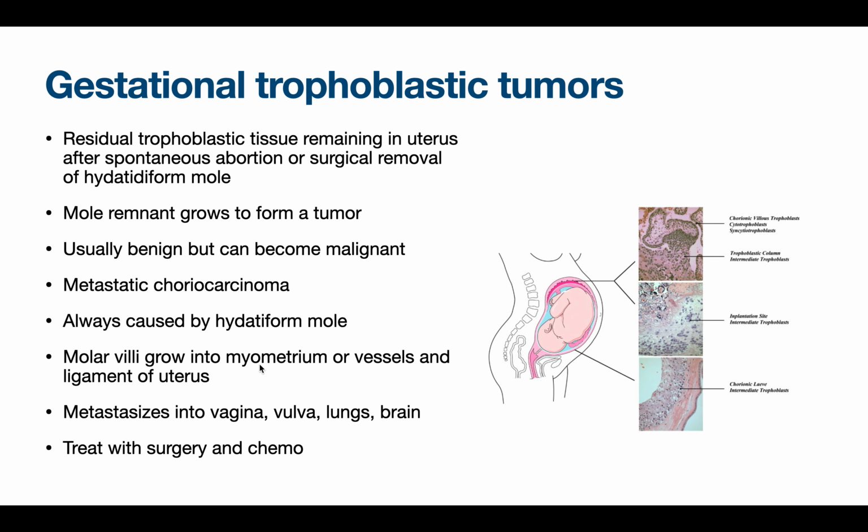The molar villi will grow into the myometrium, or the vessels, and the ligament of the uterus, and it metastasizes into the vagina or the vulva, which is the outer female genitalia. But more concerning, it can migrate to the lungs and the brain. This has a complete recovery if it's caught early and treated with surgery, either removal of the uterus itself or removal of the mole along with chemo.